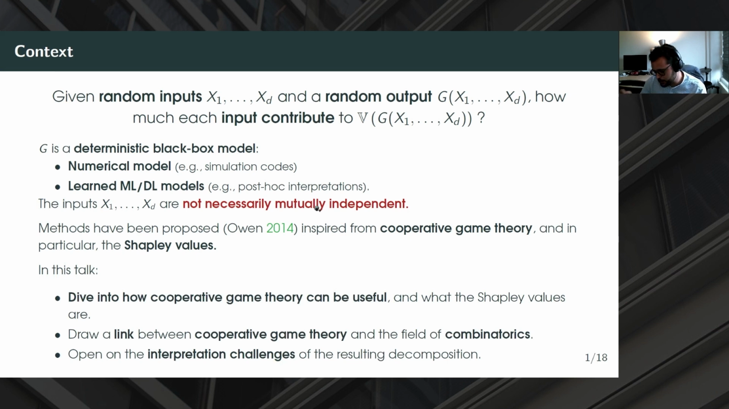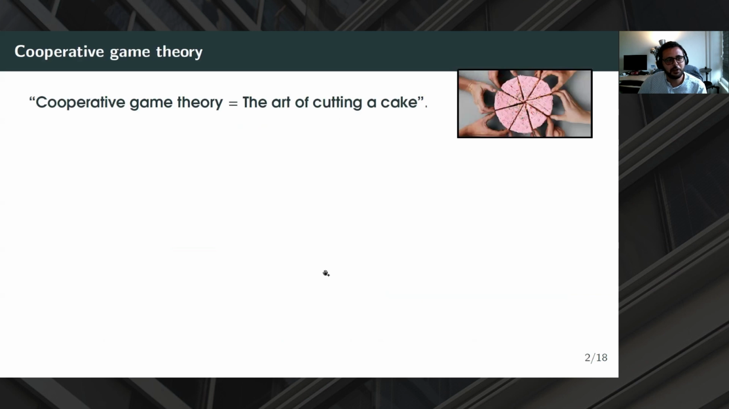So in this talk, we're going to dive into how cooperative game theory can be useful for this problem and what the Shapley values are. And we're going to try to draw a link between cooperative game theory and some results from the field of combinatorics. And then we're going to open on some interpretation challenges. So, cooperative game theory, in a nutshell, you can understand it as just the art of cutting a cake.